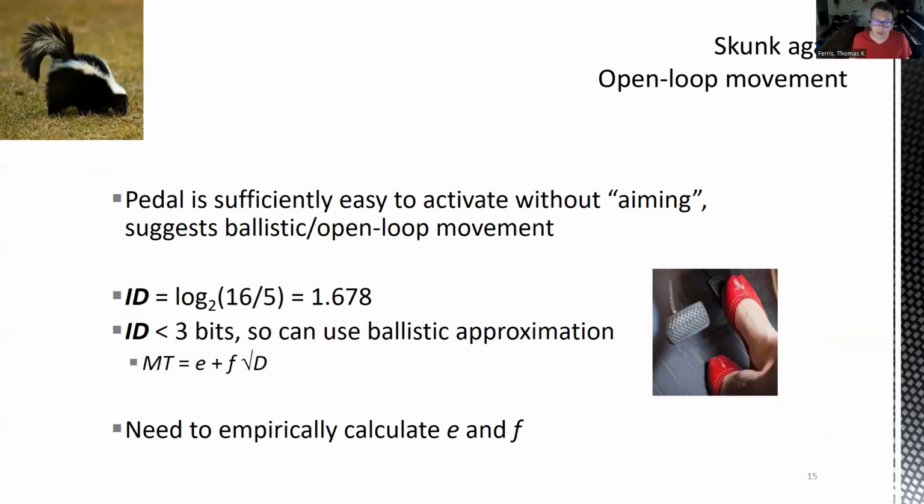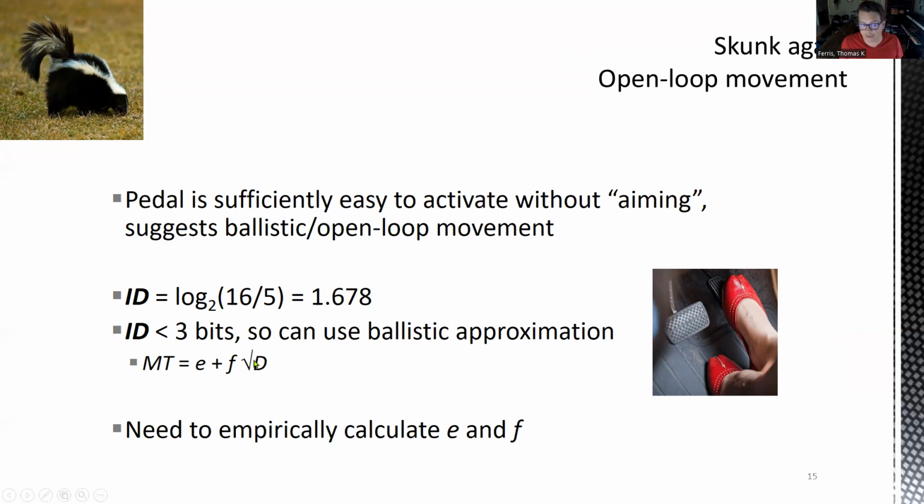All right. So, how would this look differently if we go back to our skunk example? So I'm not really aiming when I move my foot to the brake pedal. I'm familiar enough that I can kind of just flail my foot over, so to speak. It's an open loop movement in that I am throwing my foot at the brake as fast as I can. I'm not aiming for that control. So now index of difficulty, 2 times 8 inches was our distance, 5 was the width, 1.678. So I would say, yeah, that is fewer than 3 bits, and therefore the ballistic approximation can be used.